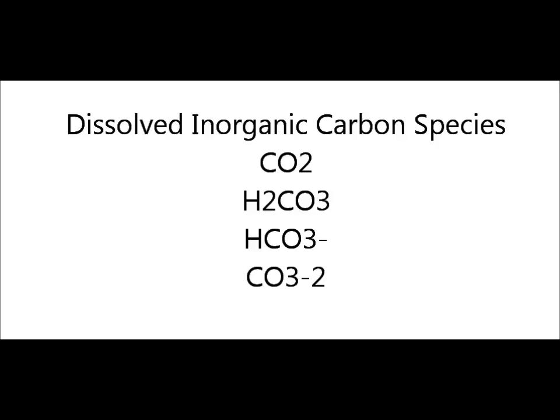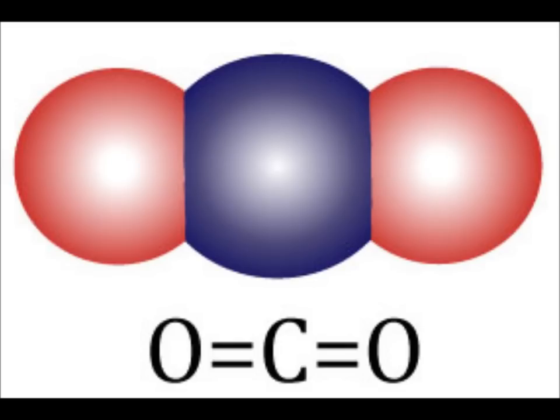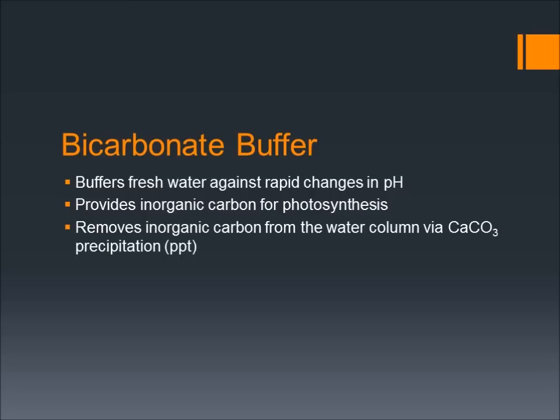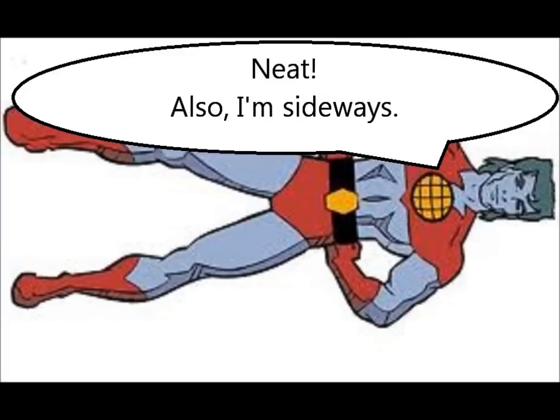Dissolved inorganic carbon, or DIC, plays an integral role in the functioning of aquatic ecosystems. DIC buffers waters against rapid changes in pH, determines the amount of inorganic carbon available for photosynthesis, and removes inorganic carbon from the water column via precipitation as calcium carbonate. Let's take a look at how the buffering system actually works.